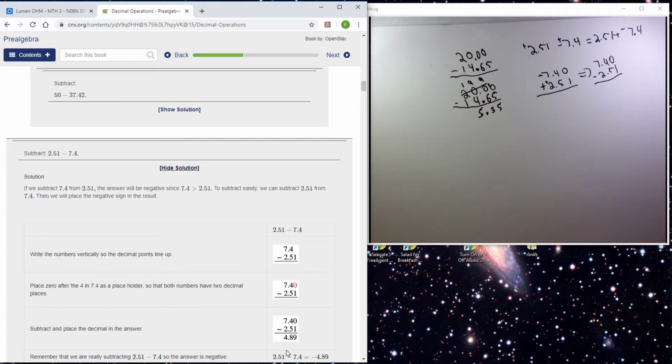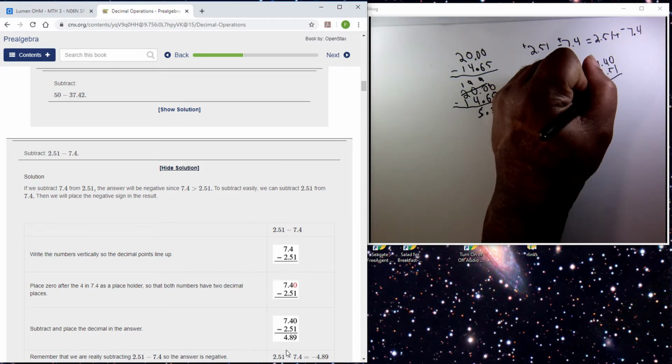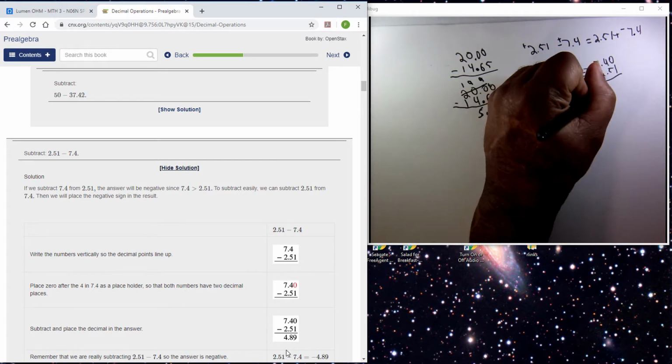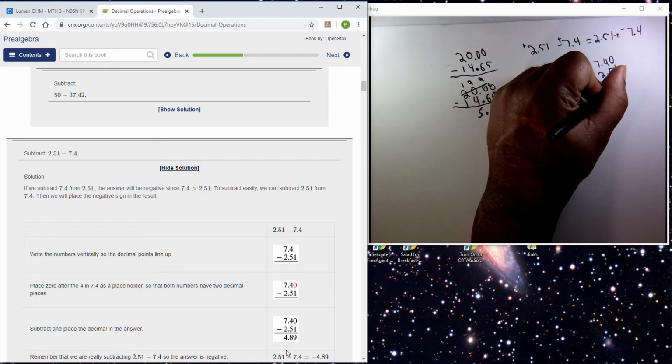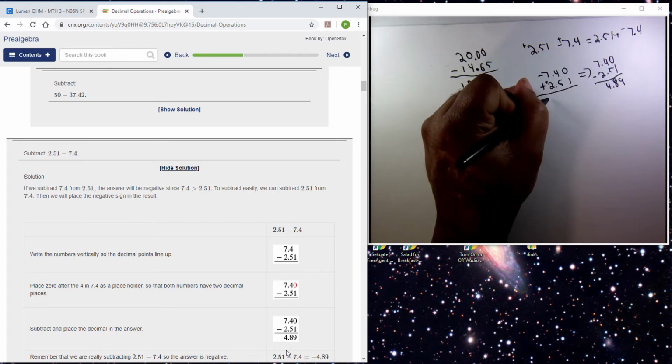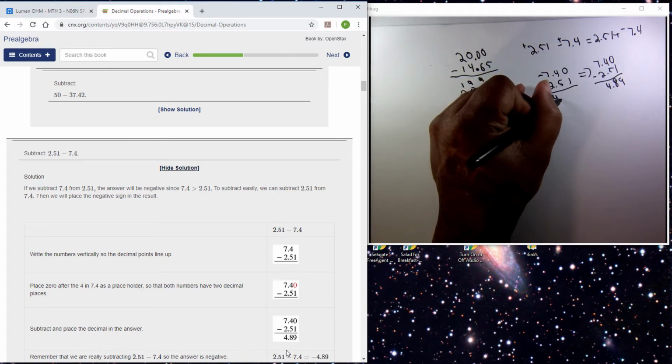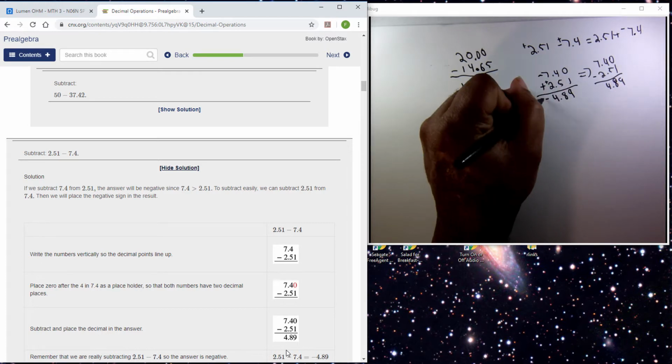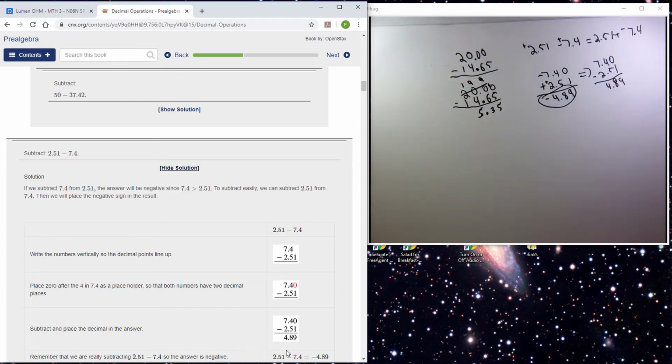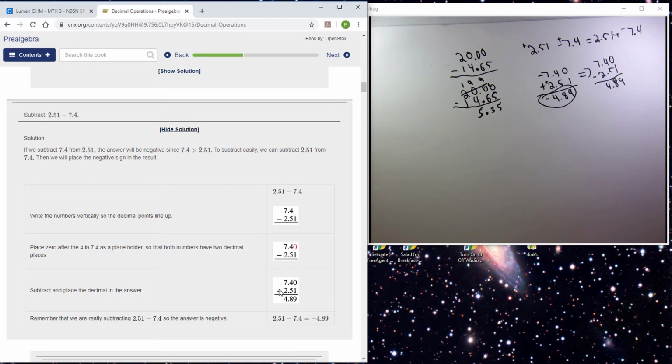And I end up with 4.89. And I take the sign of the larger, which makes it a negative 4.89 for my final answer here. So the rules still apply, which is another reason I said you have to know those rules for adding and subtracting and multiplying integers.